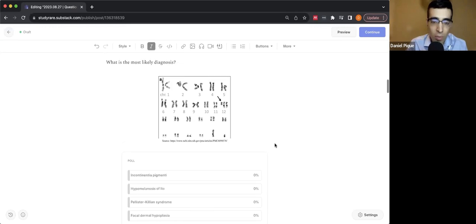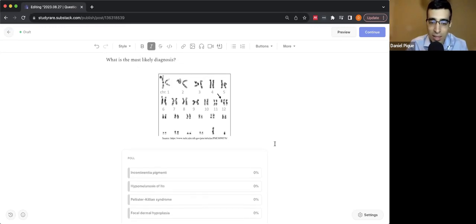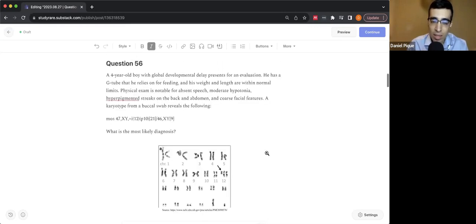Okay, so the correct answer in this case is Pallister-Killian syndrome. So that's choice C. This child has a couple of features that really point towards that diagnosis: the developmental delays, and the hyperpigmented streaks in particular, which are evidence for mosaicism, a hallmark of Pallister-Killian syndrome, as well as the coarsening of facial features, which can be seen in this particular condition.